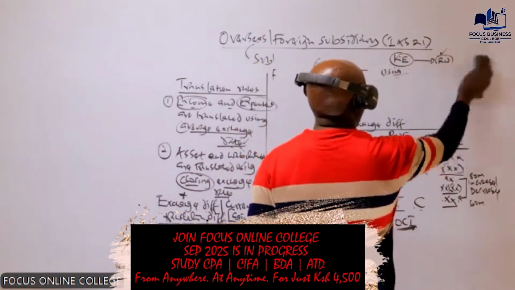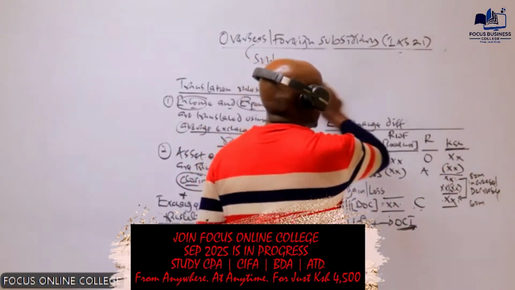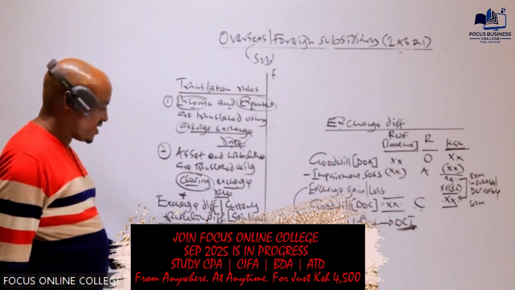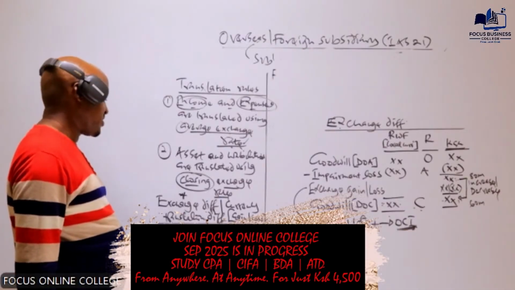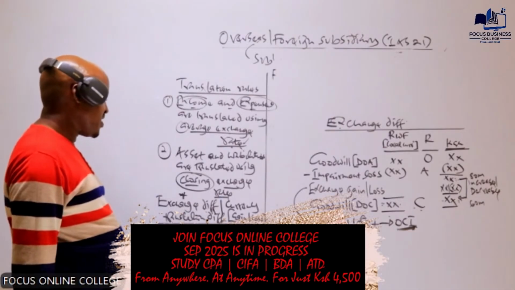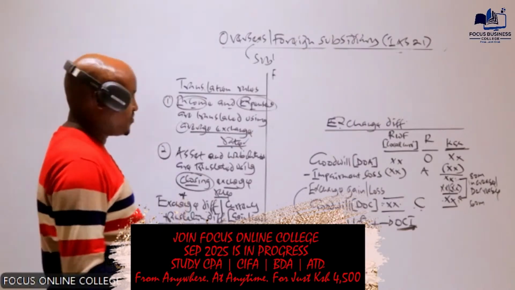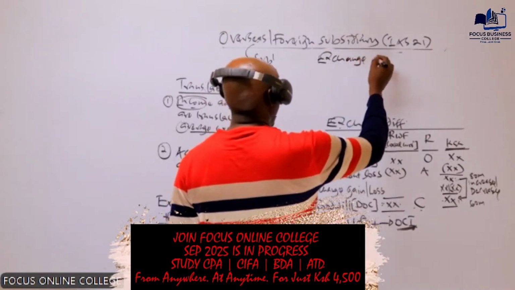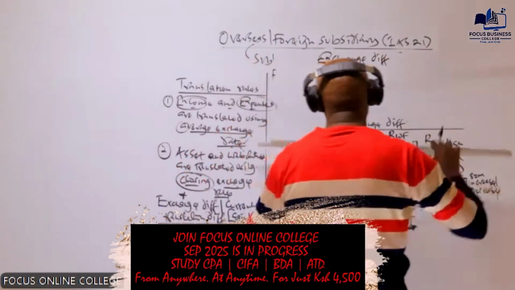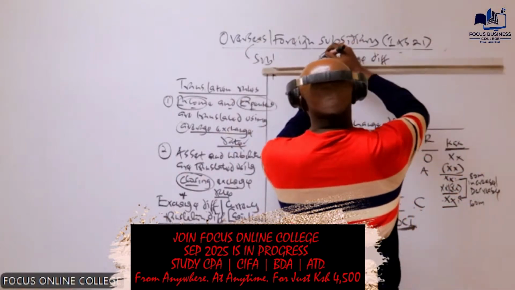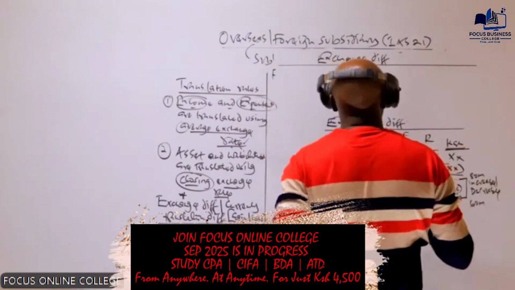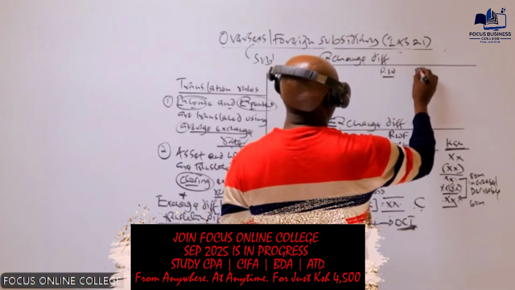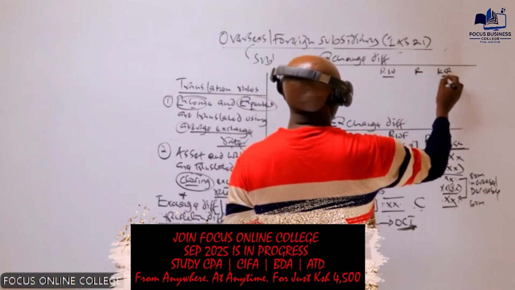Then, let us look at how we compute the exchange difference arising from the translation of these two items: the profit for the year of the subsidiary and the opening net asset of the subsidiary. We compute the exchange difference together for those two items. So here we need to have the same columns: the local currency of the foreign subsidiary, the exchange rate, and the presentation currency.